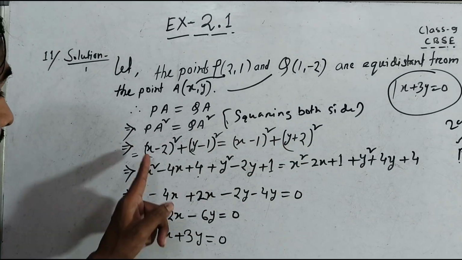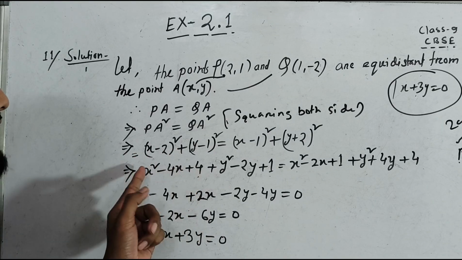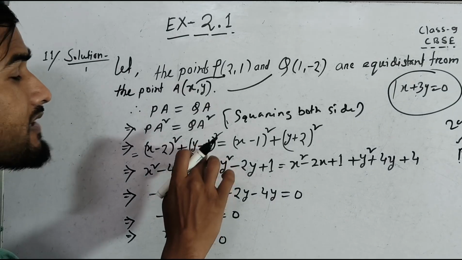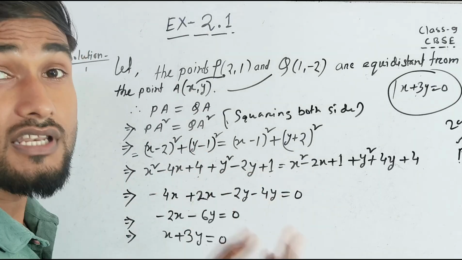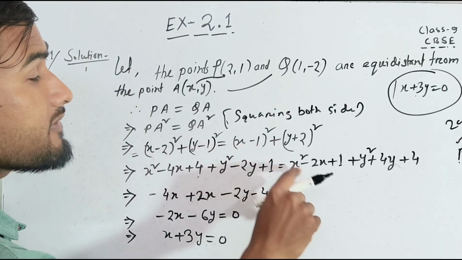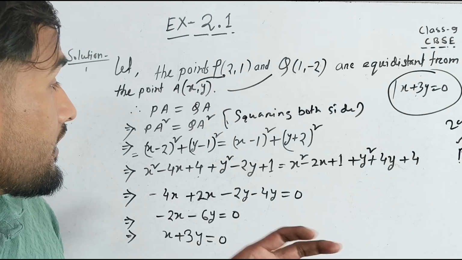Now break the squares. A minus b whole square is a square minus 2ab plus b square. When we solve this, we shall get x square minus 4x plus 4, and y minus 1 whole square is a simple thing, a square minus 2ab plus b square, we shall get this one. And x minus 1 whole square also this one, and y plus 2 whole square this one.